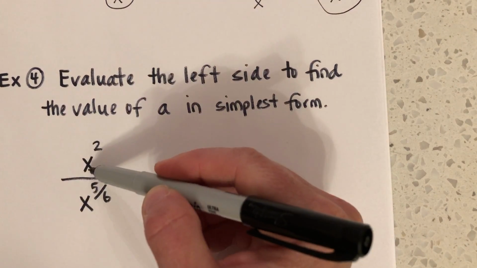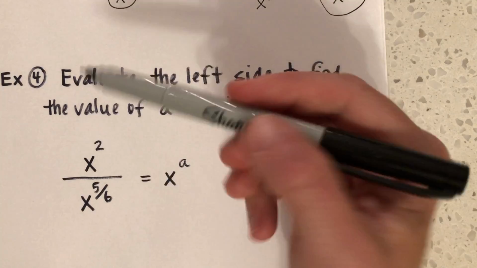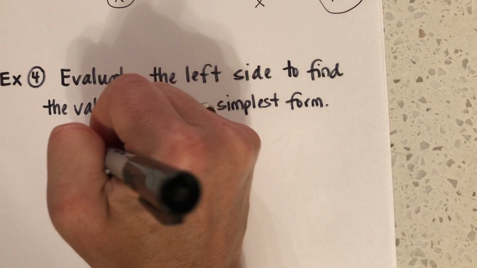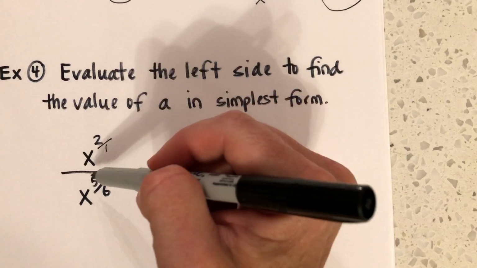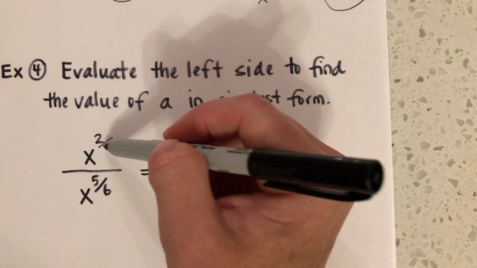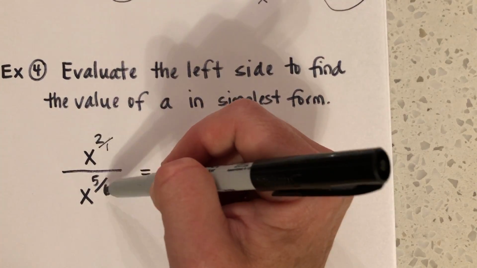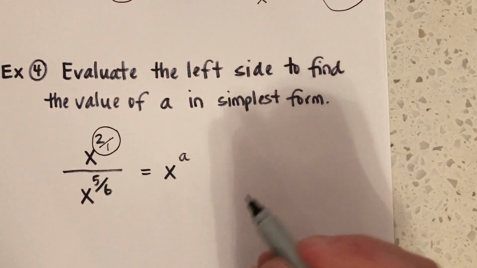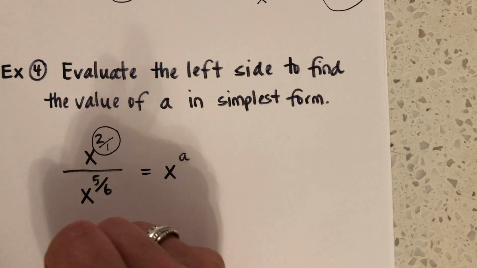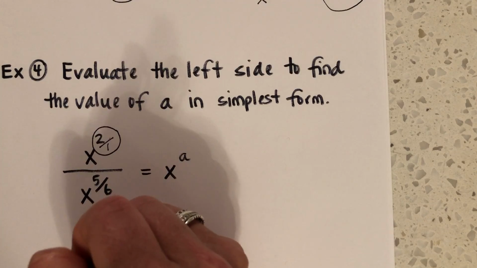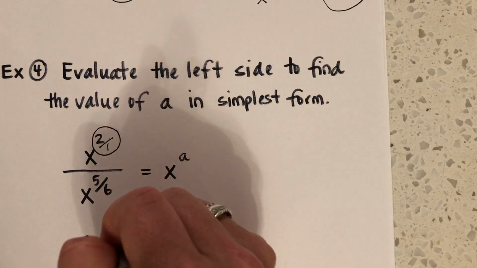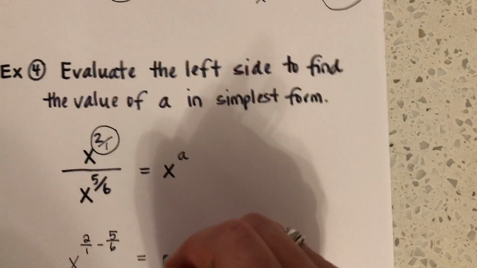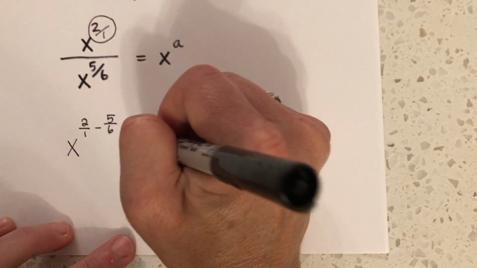So if we are dividing the same base, we know to subtract our exponents. Well, what's bigger? 2, which is over 1, so 2 wholes, divided by 5 out of 6. Clearly 2 is bigger than 5 out of 6, which isn't even a whole yet. So our bigger exponent is on top, so it's going to be x to the 2 over 1 subtract 5 over 6, and that will equal x to the a.